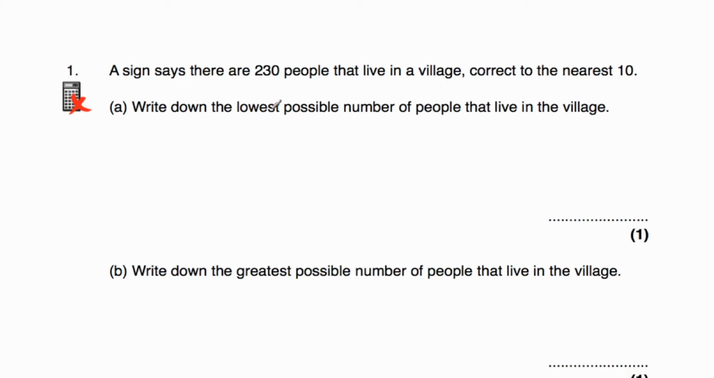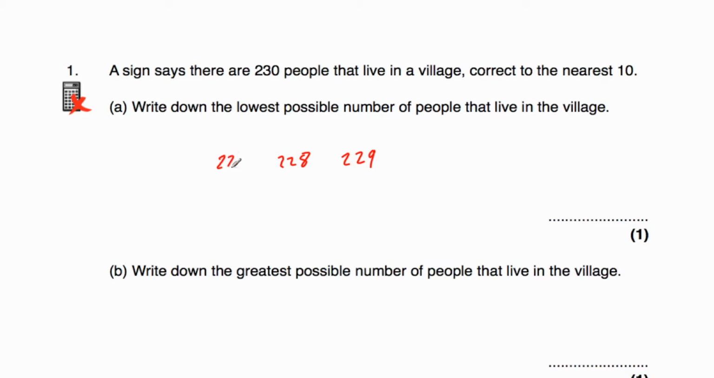So it could have been 230, because when we round 230 to the nearest 10, that's 230. But it could also be a number that's lower than 230. It could be 229. When we round this number to the nearest 10, our choices would be 220 or 230. This is closer to 230, so that would round up to 230. So there could be 229 people, or 228, because that would round up to 230.